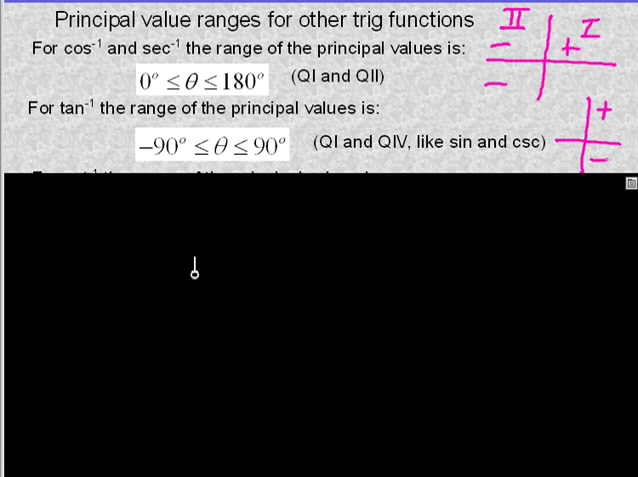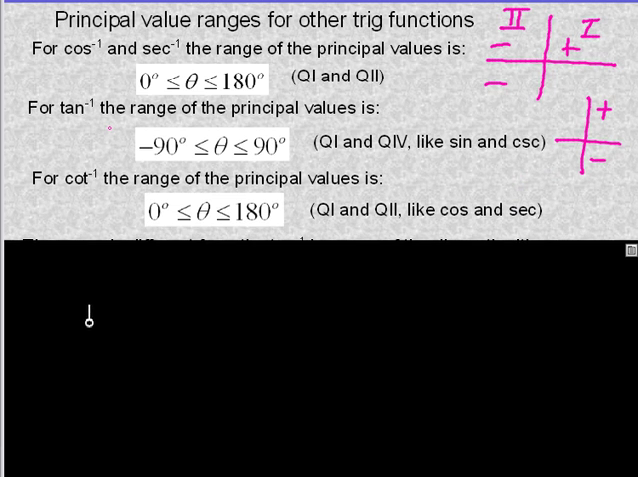Why isn't cotangent listed with tangent? Because actually cotangent and tangent have different ranges. Cotangent has the same range as cosecant and secant. So you're going to get positive here and negative here. And you might ask why. It has to do with where cotangent and tangent are undefined.